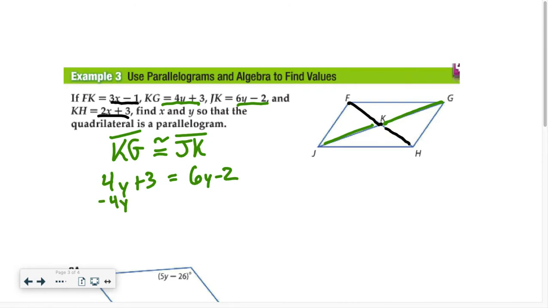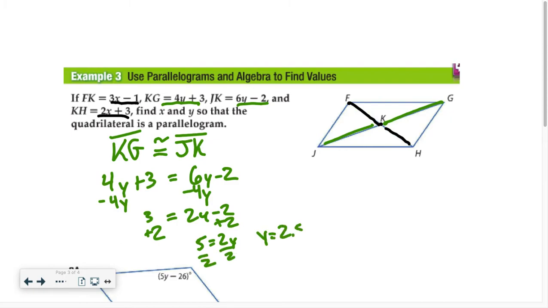Subtract our 4y's. 3 equals 2y minus 2. Add 2. We got 5 equals 2y, or y equals 5 divided by 2, 2.5. That's the value of y that would make it a parallelogram. We also need the value of x.